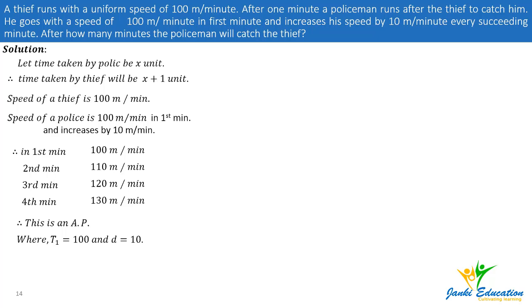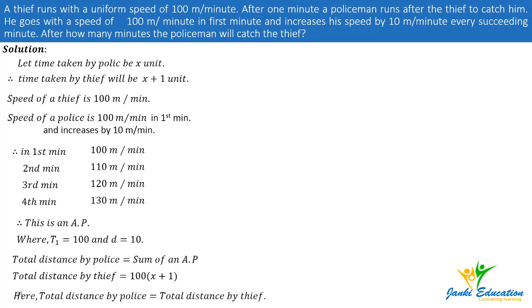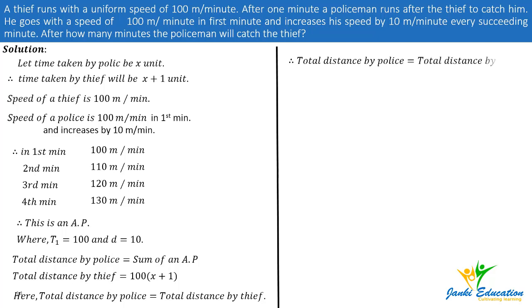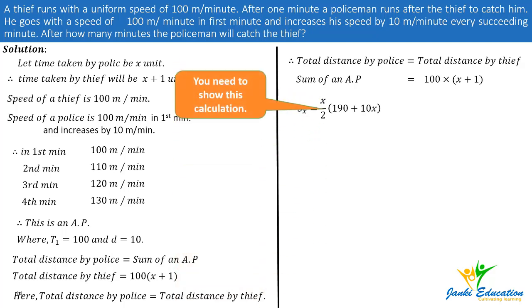Total distance by police is equal to the sum of an AP, and total distance by thief is 100 into x plus 1. Here total distance by police is equal to total distance by thief. This is another main important point. So the sum of an AP is equal to 100 into x plus 1, and the sum of an AP, Sx, is equal to x by 2 times 190 plus 10x, where you need to show this calculation. Here I am not showing it, but you need to show it, and below that you have to write down this one.